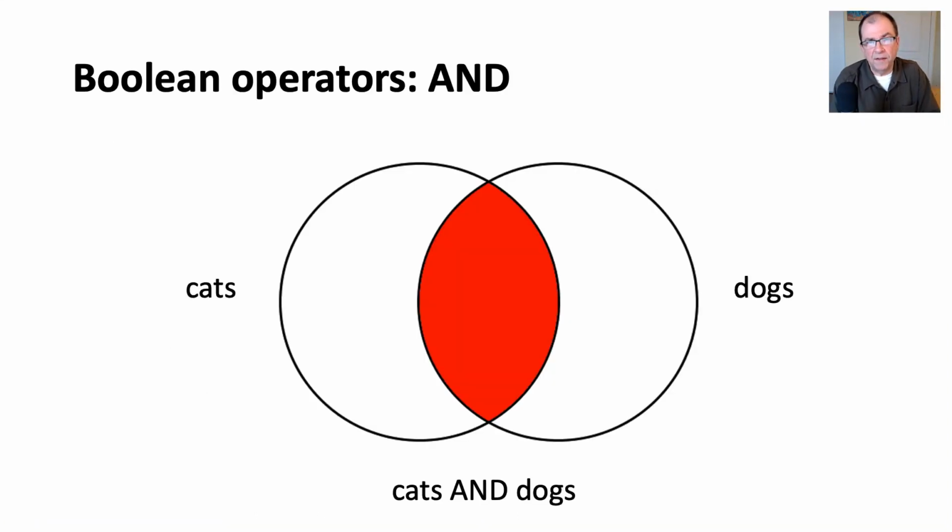Visually, this is what's happening. We've got the phrase cats and dogs. On the left, we see the universe of results that include cats. On the right, the universe of results that include dogs.